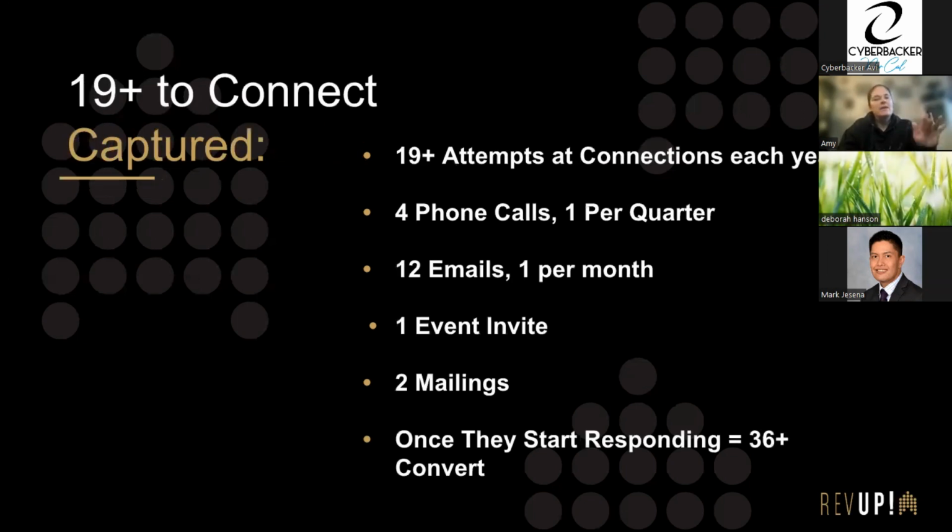So remember, we're going to go 5x5, 8x8, and then move them to the 19 to connect, which is a minimum of 19 connections, attempts at connections each year. That's going to include 4 phone calls or 1 per quarter, 12 emails or 1 per month, 1 event invite, right? Let's invite them to something to show up. It could be even as simple as, hey, I think I've got a property that might match. Come to my open house this weekend.